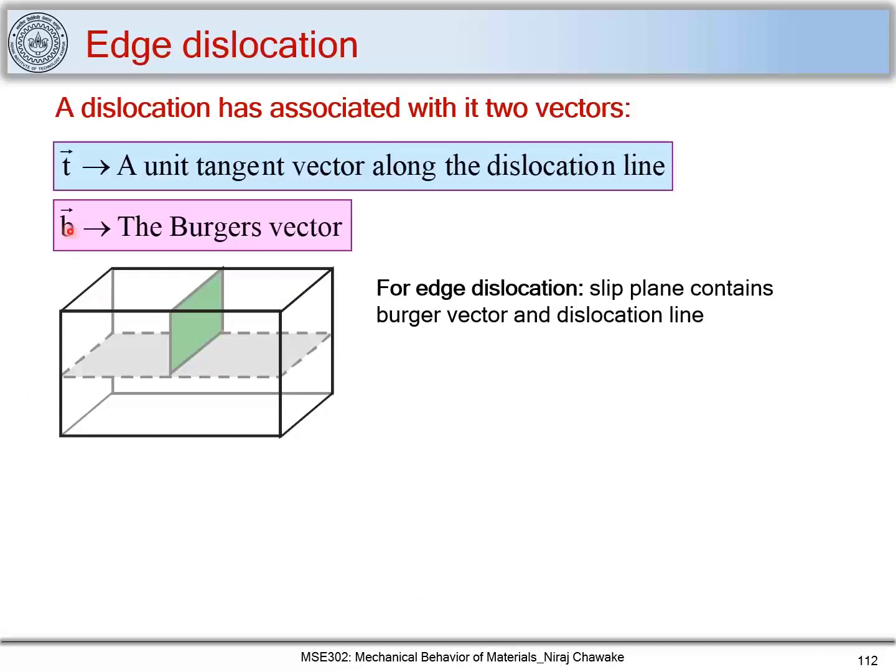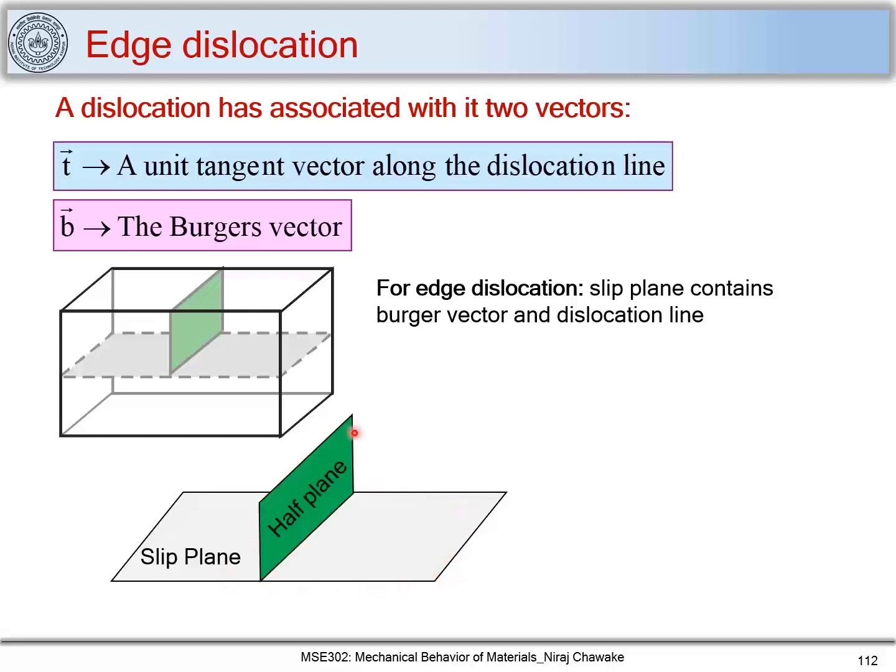So this dislocation, which I term now as an edge dislocation, has a unit tangent vector along the dislocation line, that is T, and B, which is a Burgers vector. With these two vectors, we are defining a dislocation, that is a line defect. Now, if you look at this crystal, I have marked this slip plane, and this green is an extra half plane. Now let us mark this slip plane over here, and let us mark this extra half plane.